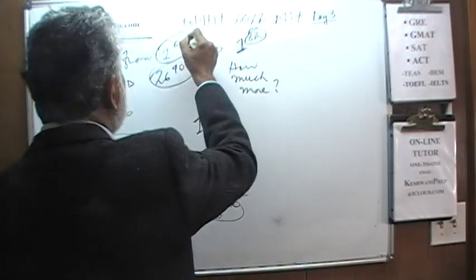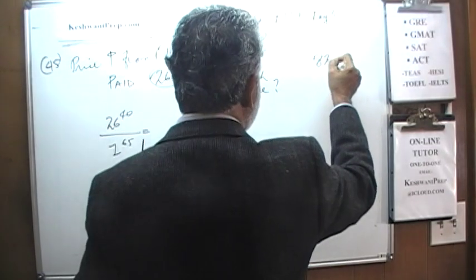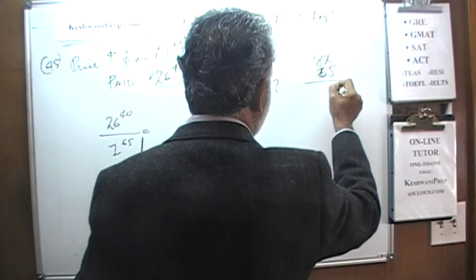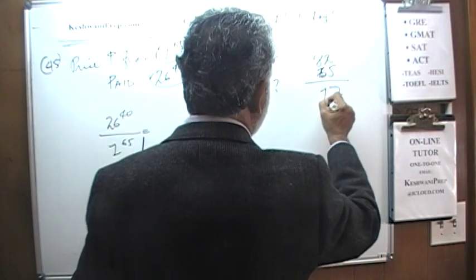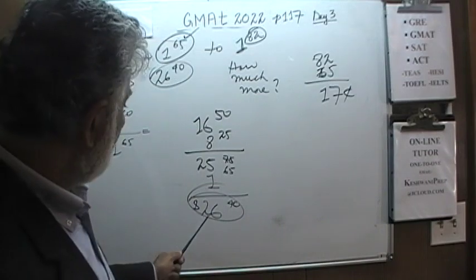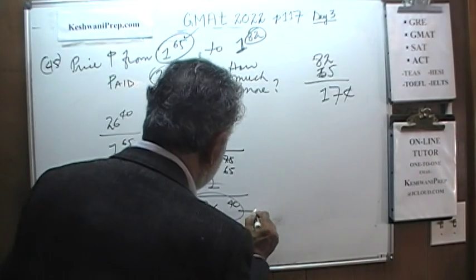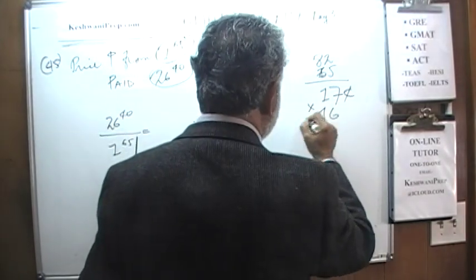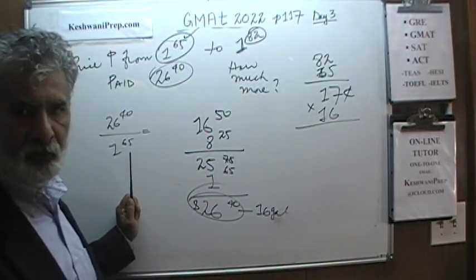From 82 to 65, 12 minus 5 is 7. It's 17 cents more per gallon, and we bought 16 gallons. So it's just 16 times 17. 16 times 17 is what we're looking for.